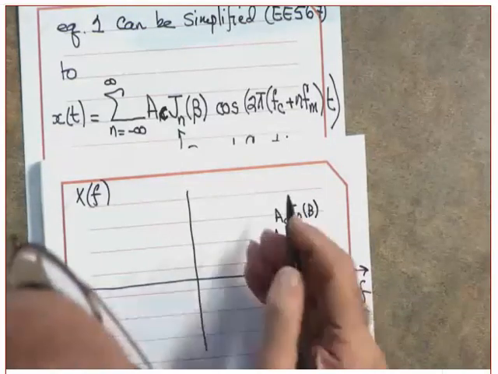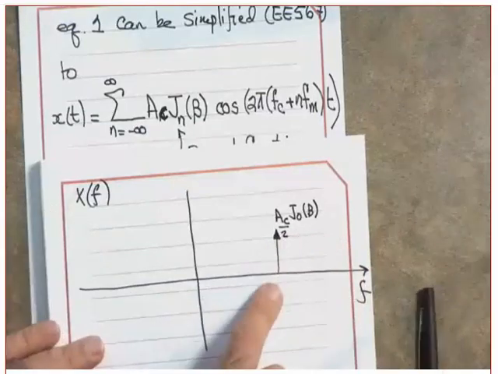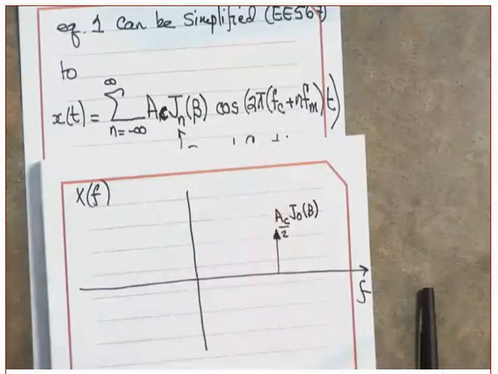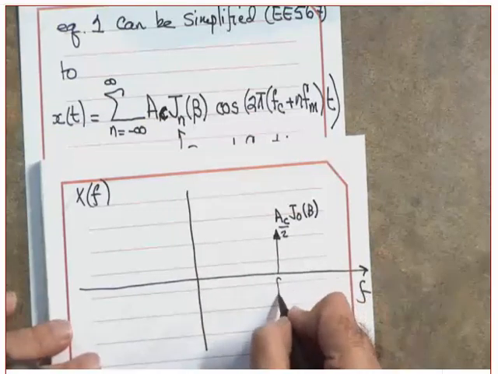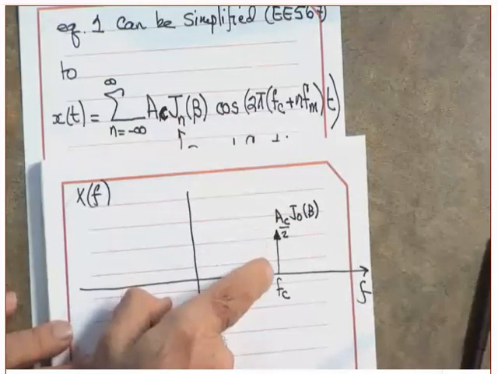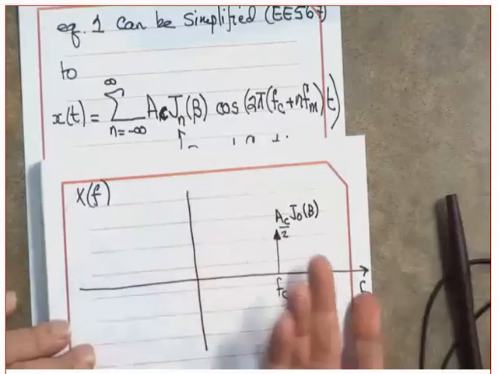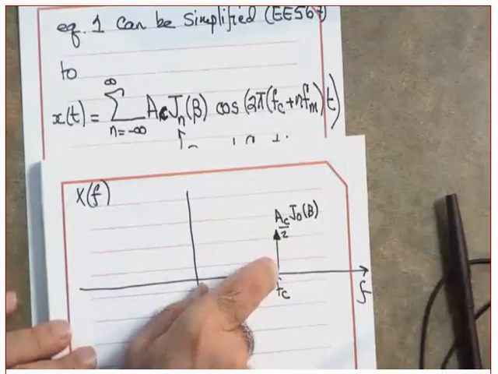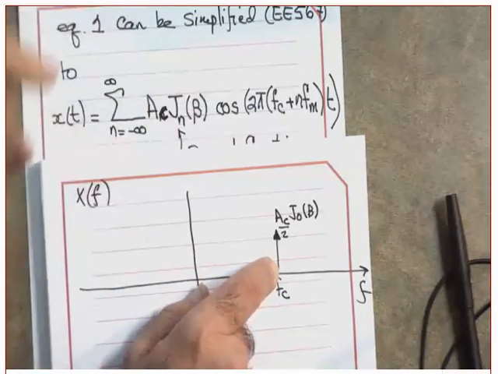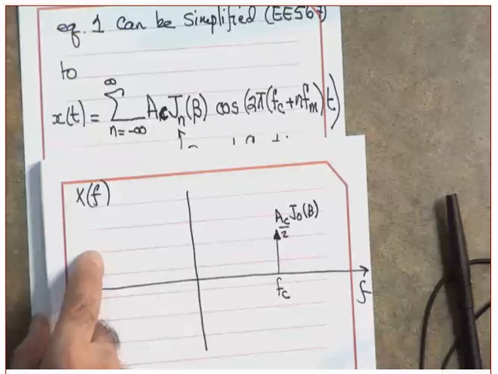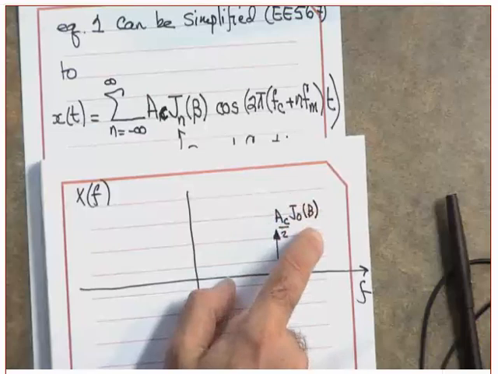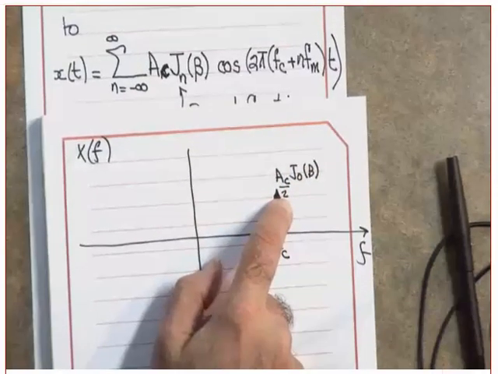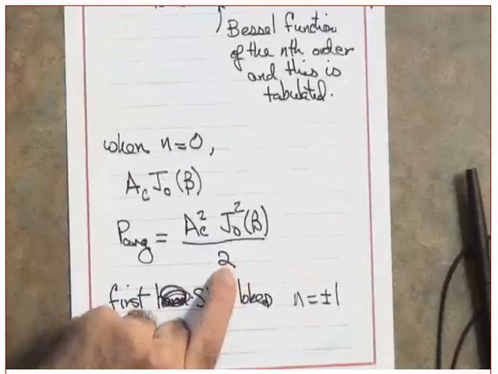Over 2. Cosine, when you take the Fourier transform, you get 1/2 delta this, delta that. What is the power in the Ac and the F sub C? Is the area under this, because this is the power spectral density. The area under this, agree? Multiplied by 2. Why am I multiplying it by 2? Say on the left-hand side. So what do you get? Ac square J0 square of beta over 4 multiplied by 2. Did you get this or not?